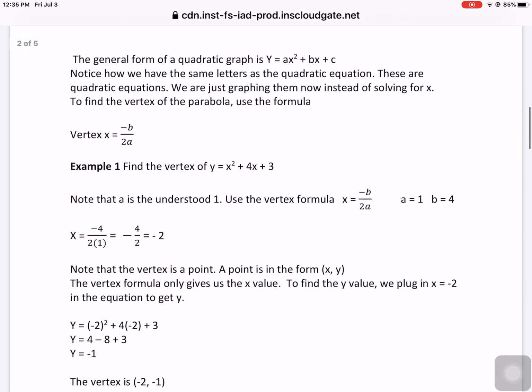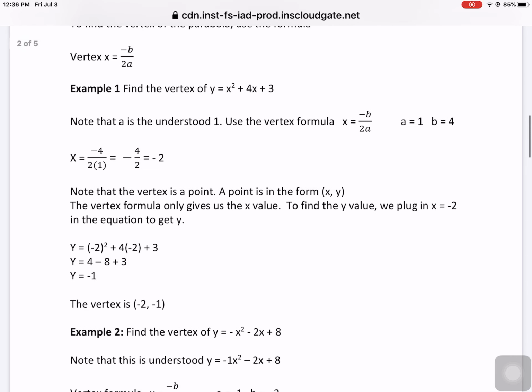The general form of a quadratic equation is y equals ax squared plus bx plus c. Notice how we have the same letters as the quadratic equation. These are quadratic equations. We are graphing them now instead of solving for x. To find the vertex of a parabola, use the formula. The vertex x equals negative b over 2a. This is the same a and b from when we learned about quadratics. Okay, so sometimes the graph could move around. It doesn't always have to be in the middle there.